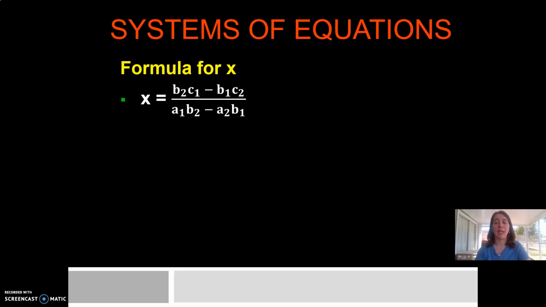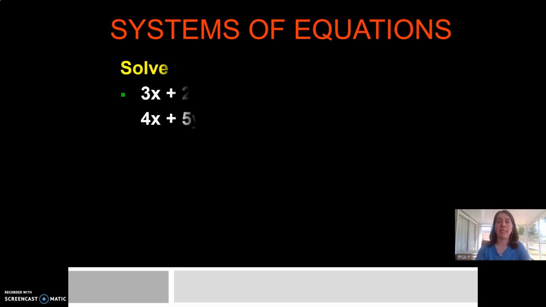That formula is not something that you need to worry about memorizing. I'll go ahead and give it to you anytime that we're going to use it on a quiz or on a test. So let's look at the following system. Our job is to solve 3x plus 2y is equal to 8, and then 4x plus 5y equals 3. We're supposed to solve that for x.